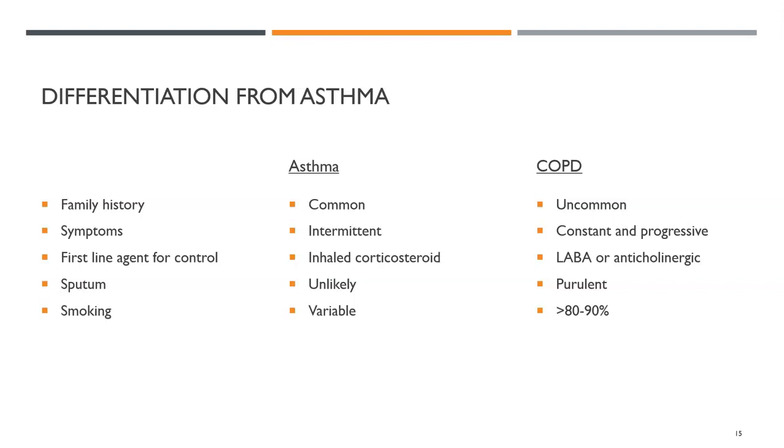Asthmatics are unlikely to have sputum, whereas patients with COPD will probably have a purulent sputum. And then again, with smoking, with asthma, that's kind of variable. Some smoke, some don't, but that's not why they have asthma. But with COPD, 80 to 90% of those patients, if they're not smokers now, they were probably smokers at one time.